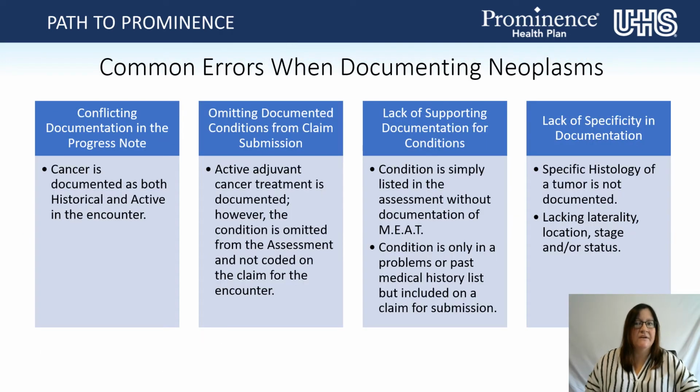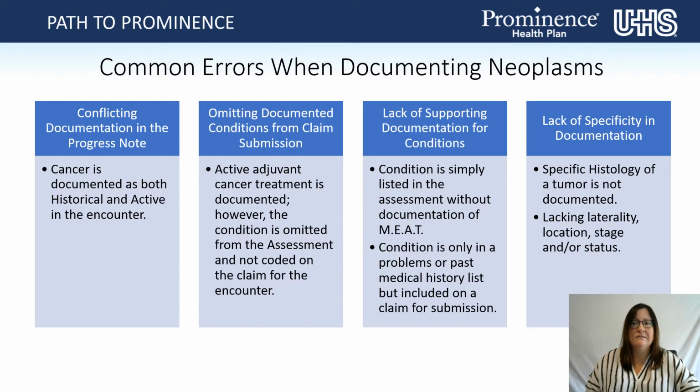Some common areas found when reviewing documentation for neoplasms: conflicting documentation in the progress note. The cancer is documented as both historical and active in the same encounter. Omitting documented conditions from a claim for submission. Active adjuvant cancer treatment is documented, however, the condition is omitted from the assessment and not coded on the claim for the encounter.